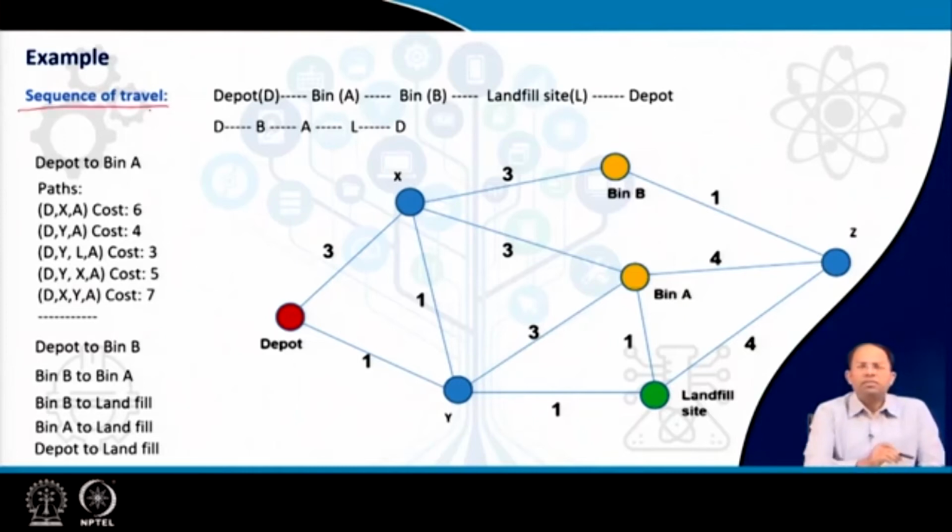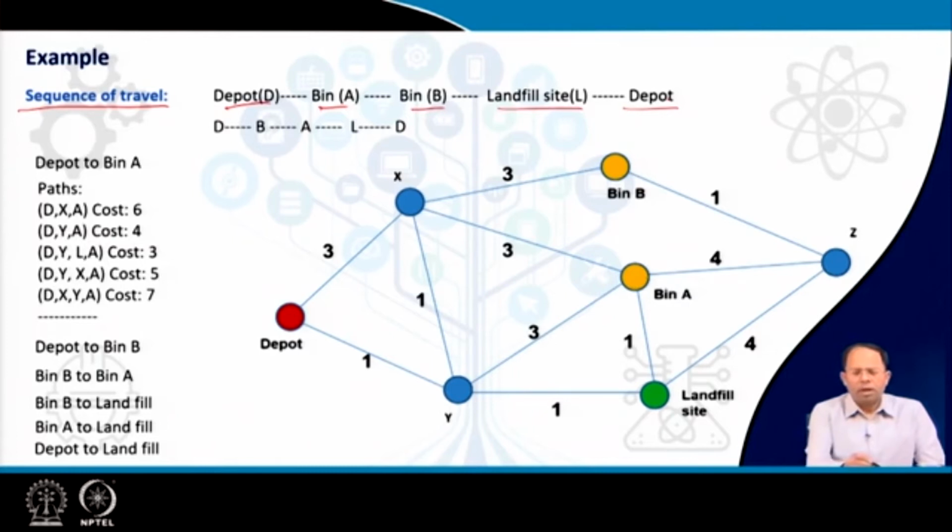What would be the sequence of travel, or what routes would be generated? I can start from the depot, then go to bin A, then from bin A go to bin B, then go to the landfill site, and from there return back to the depot. So this is one route that is possible.